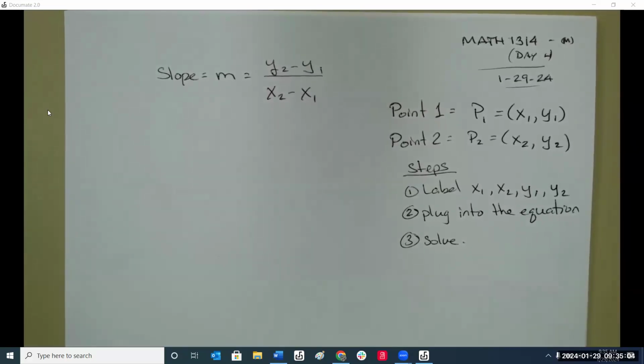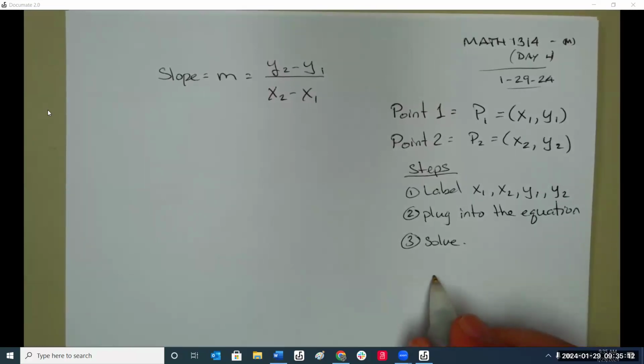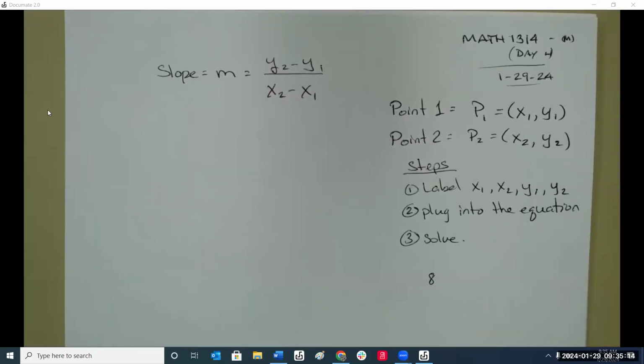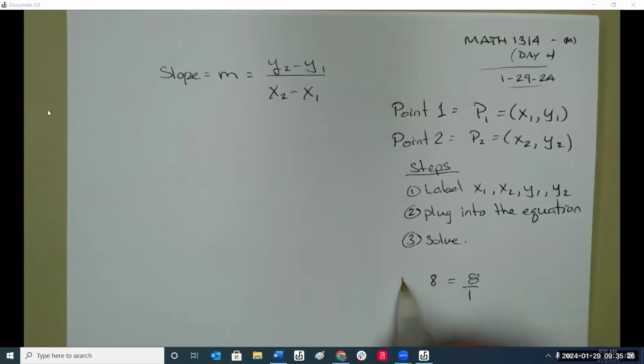Yes. When you're dealing with slopes, always leave your answers as fractions. And remember, integers are fractions. The number 8 is a fraction. 8 is made up of 8/1. So every number is a fraction. So what does this mean as a slope? If I said the slope was 8, what am I talking about? What does that mean?